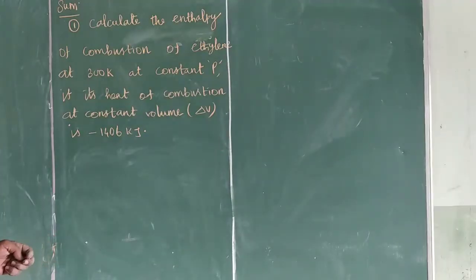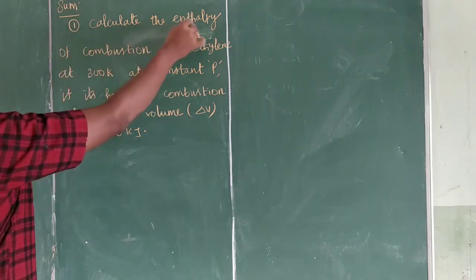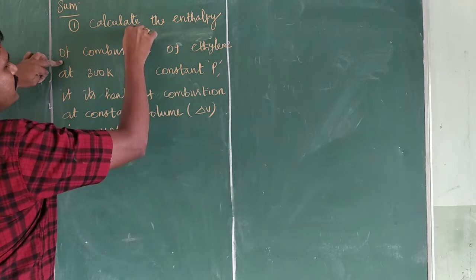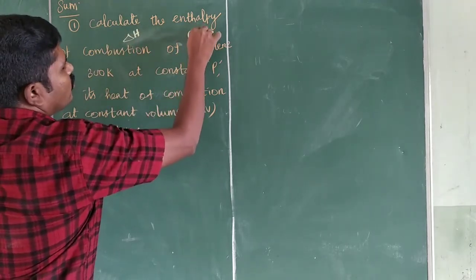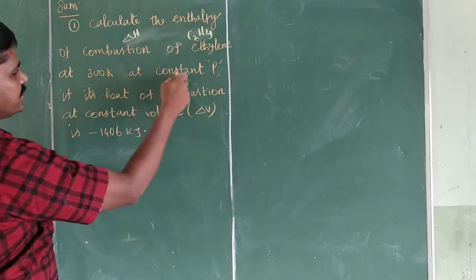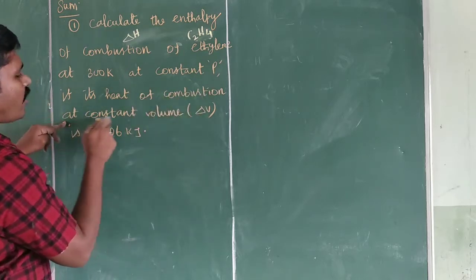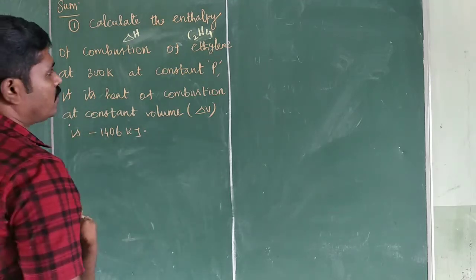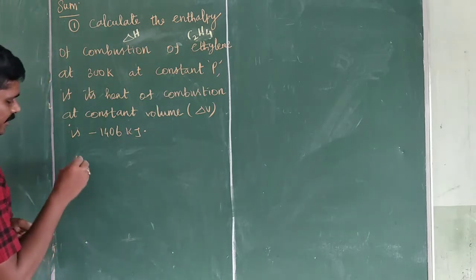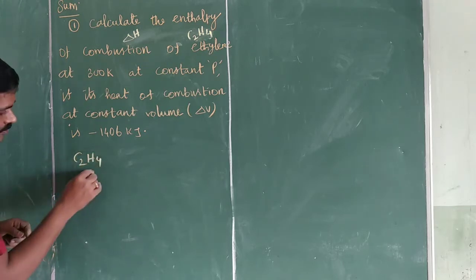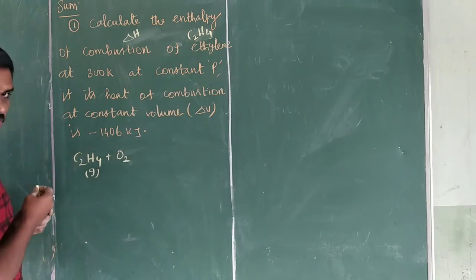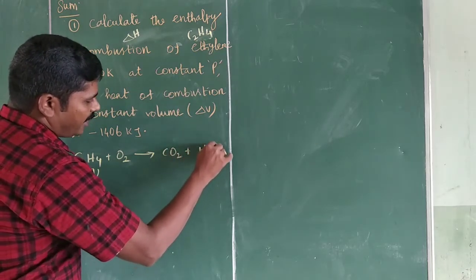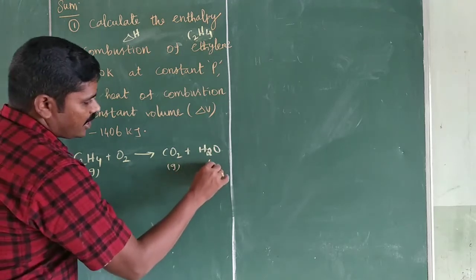Okay students, example sum. Calculate the enthalpy of combustion del H of ethylene, C2H4, at 300 Kelvin at constant pressure, if the heat of combustion at constant volume, del U, is minus 1406 kilojoule. So it is an exothermic process. In the combustion reaction, ethylene in gaseous state reacts with oxygen to give carbon dioxide, gaseous, and H2O, liquid.